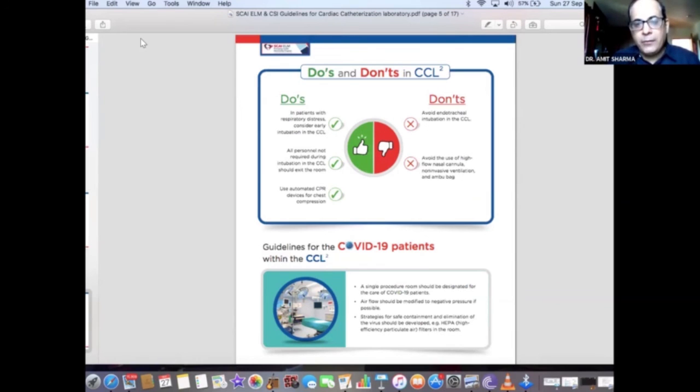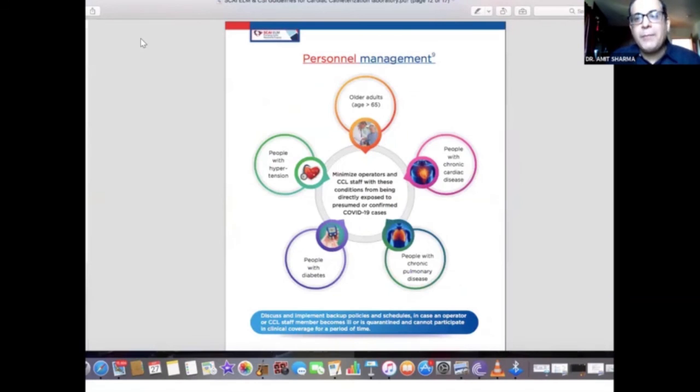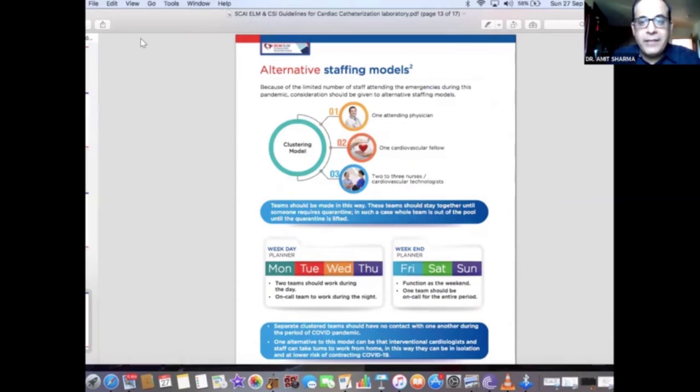We don't get these kind of hospitals and these kind of healthcare systems anymore here in India. So this is the kind of problem. Personnel management: always do not take staff who are elderly or patients who have comorbidities, hypertension, diabetes, etc. Don't take these patients with you to the cath lab, because they are likely to get COVID, and they are likely to hinder their family's safety in that case. So it is very imperative that we follow this.